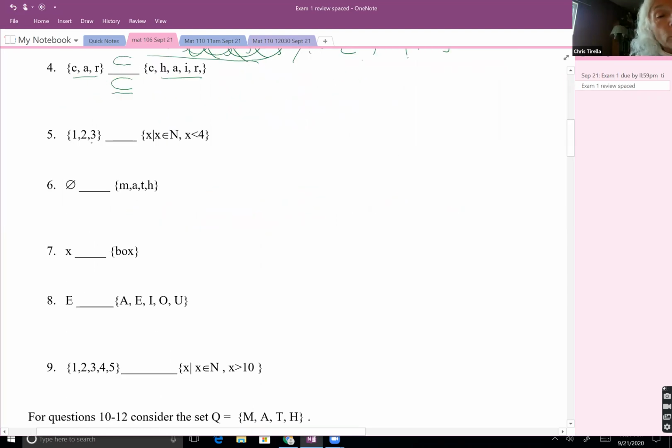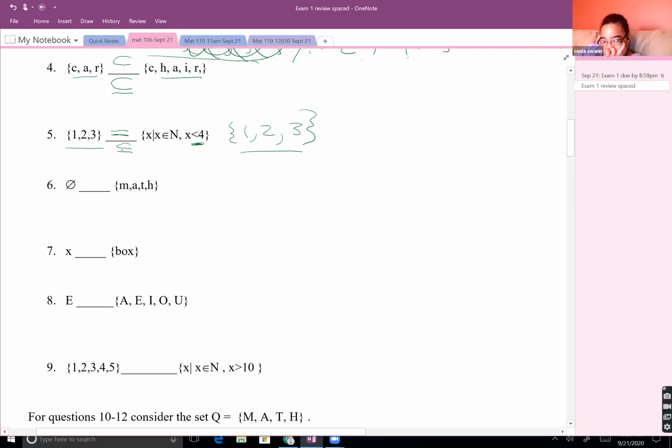Let's see, this one's 1, 2, 3. What's in the other side? 1 through 4. 1, 2, 3. Does the other side include 4? No. So what can you tell me about those two sets? They're equal. So I can say they're equal. Is everybody right because they're equal? I can also say it's a subset.